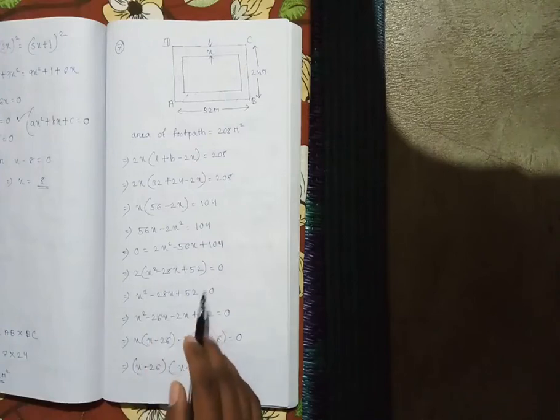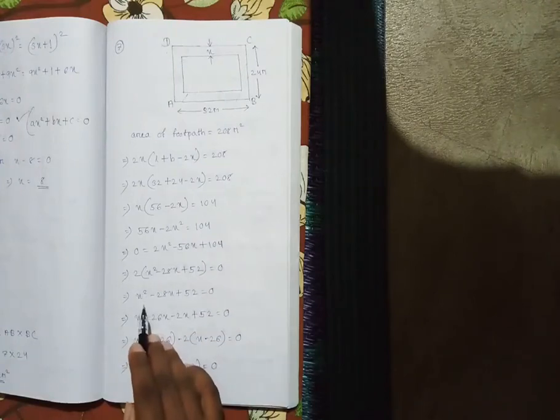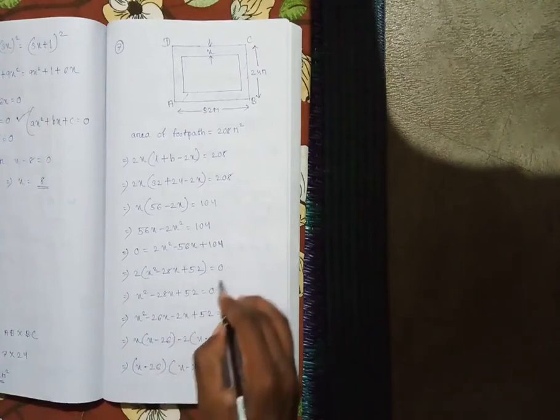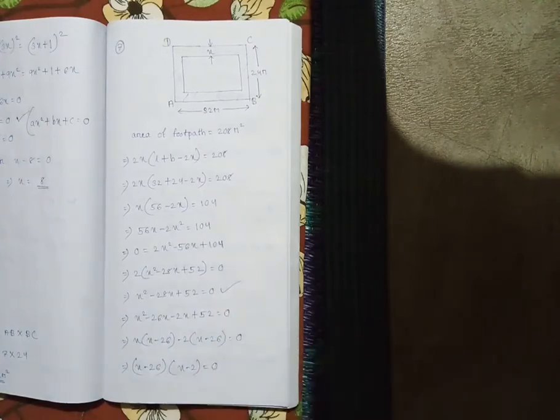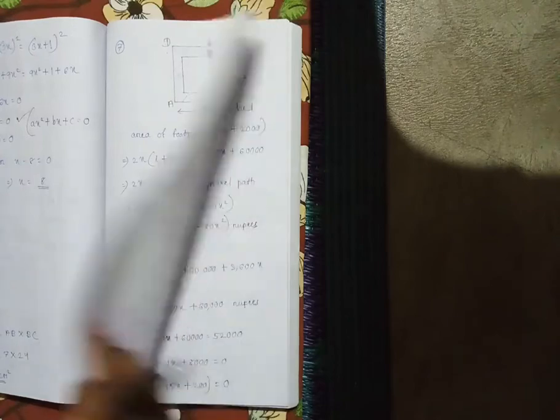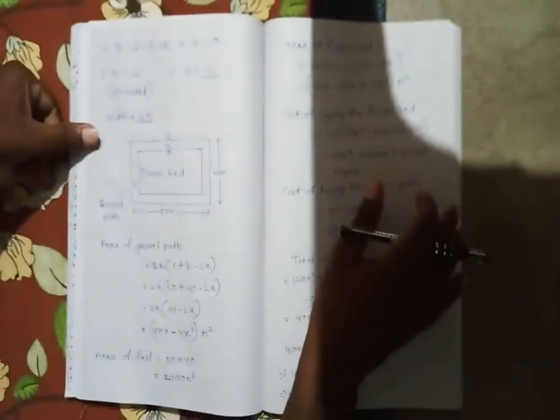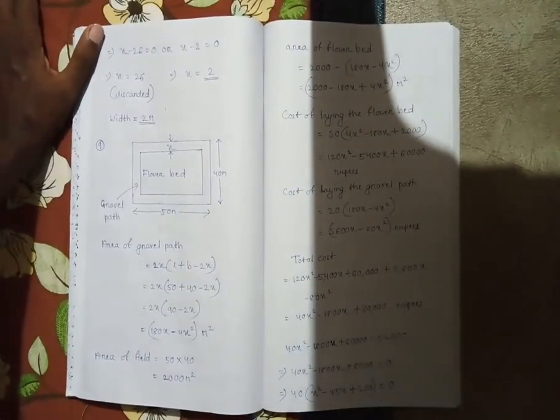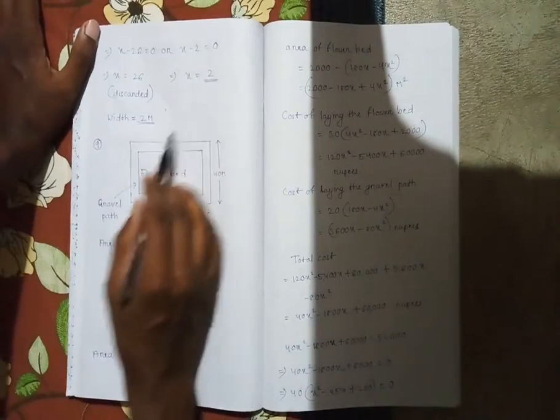The quadratic equation is x square minus 28x plus 52 is equal to 0. Okay, this is the quadratic equation: x square minus 28x plus 52 is equal to 0. You know how to solve this. On solving, you will get x is equal to 26 or x is equal to 2.